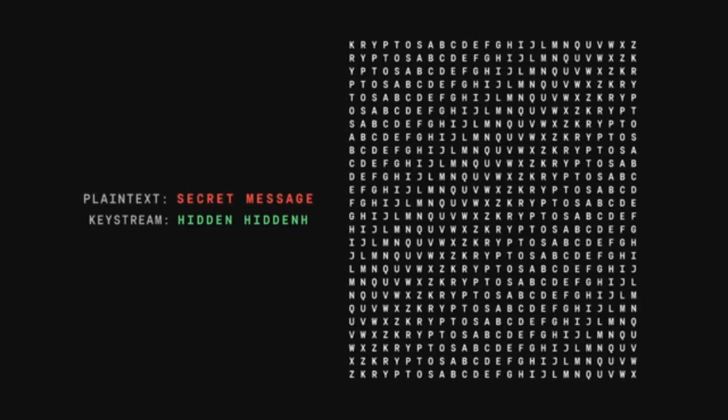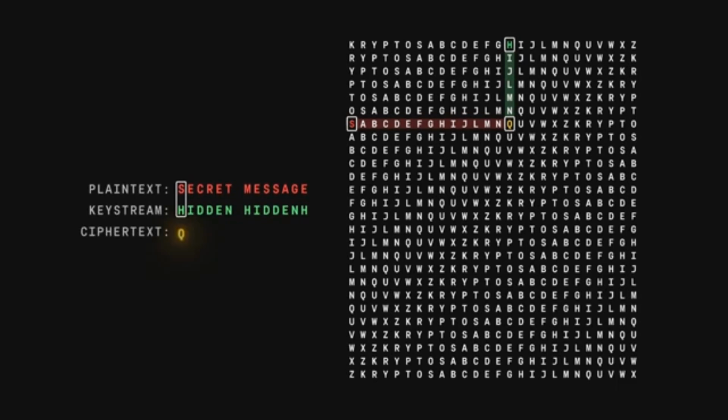The first letter of the plaintext is S, so we find the row that starts with S in the Vigenère table. The first letter of the keystream is H, so we find the column that starts with H. The letter at which this row and column intersect is the first letter of the ciphertext. In this case, that letter is Q.